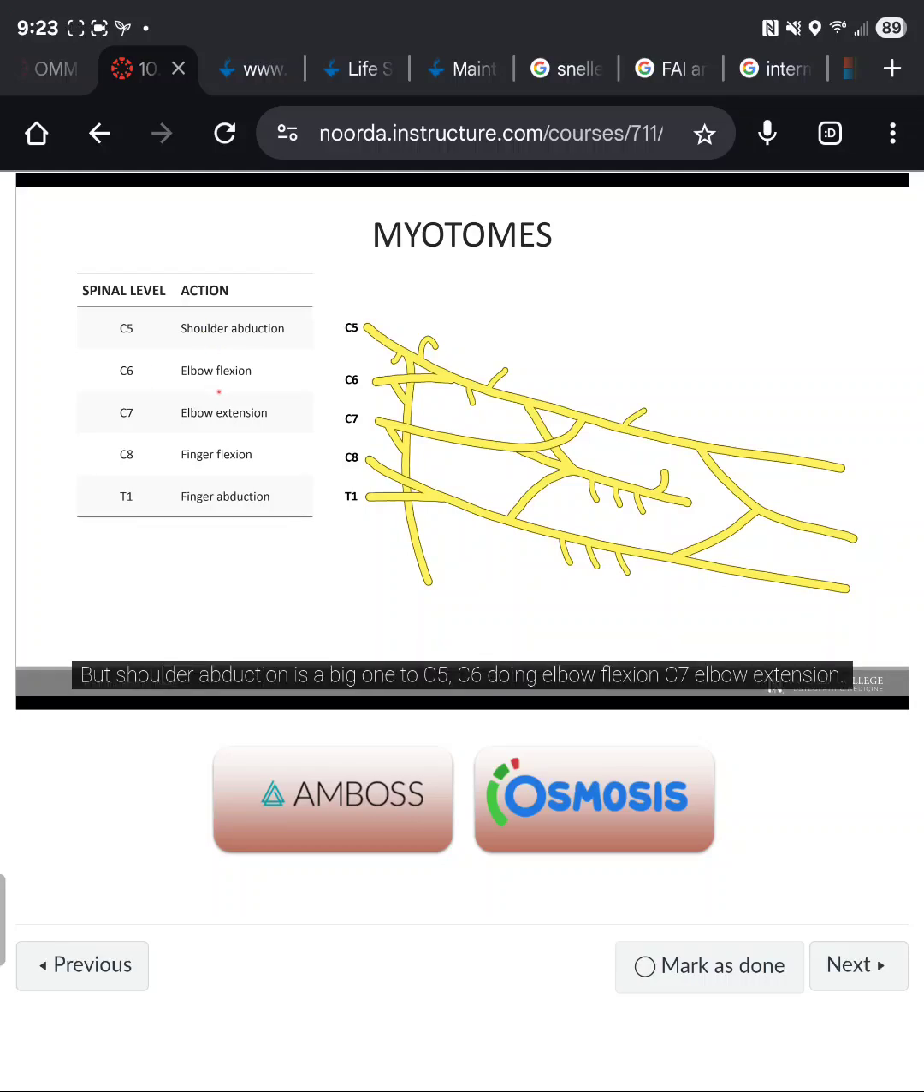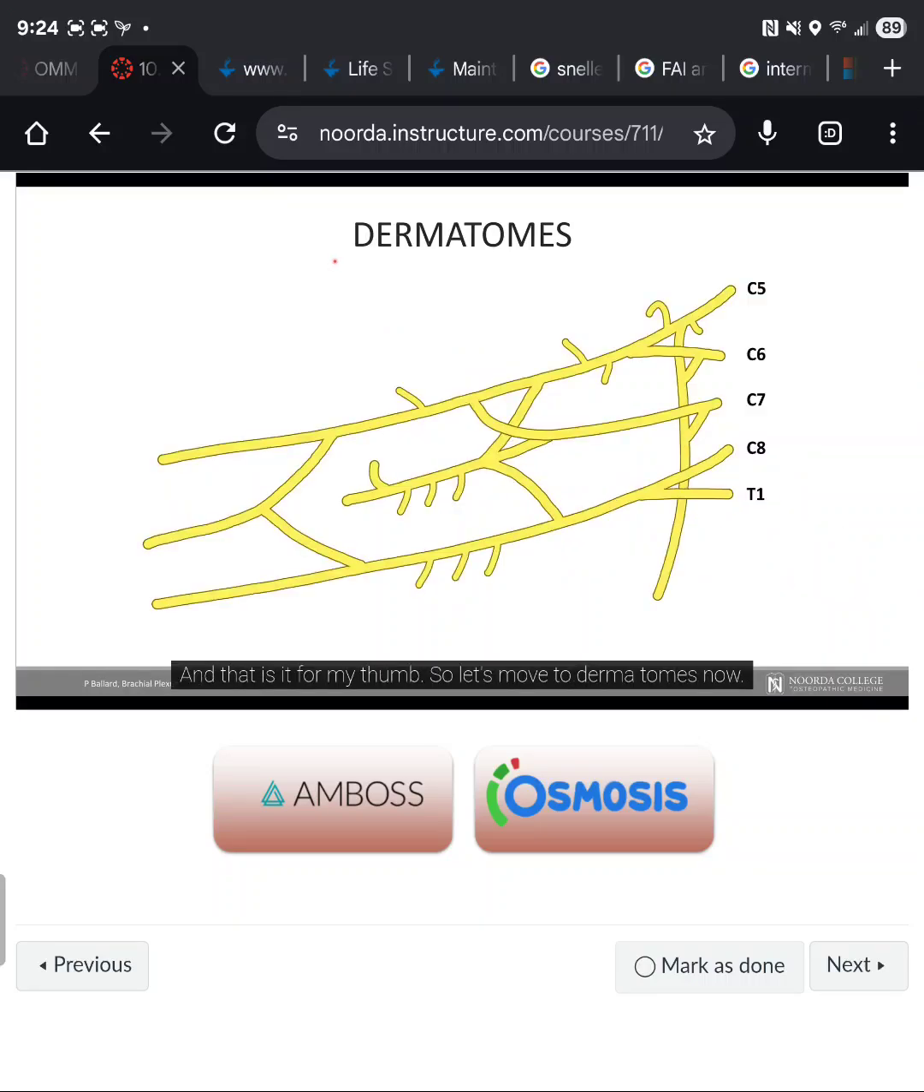C6, doing elbow flexion. C7, elbow extension, and we could have added things like wrist extension as well, but a lot of extension with C7. C8 is doing finger flexion, and then T1 is finger abduction, and we could have added adduction as well. So say the C8 myotome, if we had a lesion here, then we're going to have difficulty with flexing the digits. And that is it for myotomes, so let's move to dermatomes now.